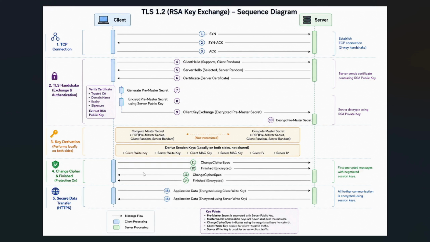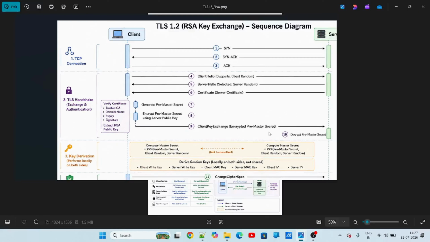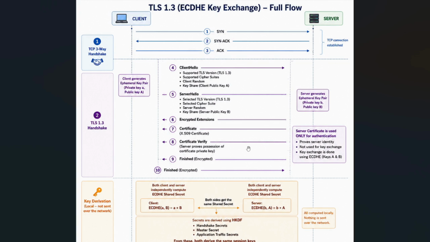So to resolve this, there was the announcement that happened in TLS 1.3. We'll look into that. So hopefully you understood the flow of TLS 1.2. Let's move to TLS 1.3. So let's start with TLS 1.3. Let's understand what is the flow and what is the change if you compare it with 1.2.